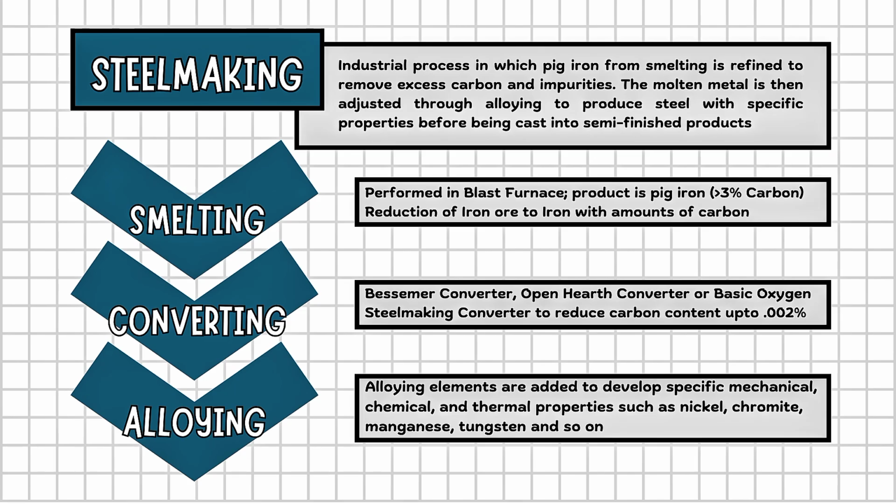So converting is done by a Bessemer converter, open hearth converter, or basic oxygen steelmaking converter to reduce carbon content up to 0.002%.